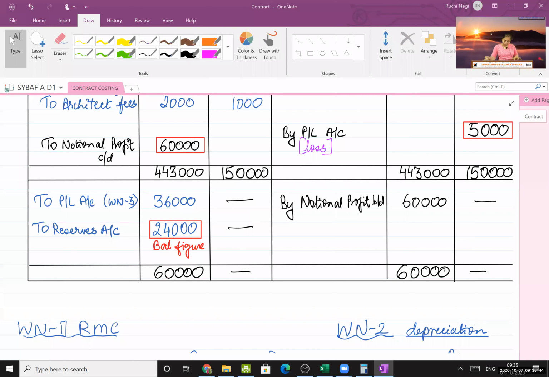Great. Swapnil, Samudha, Nandini, all have done the calculations. Very good. Okay.